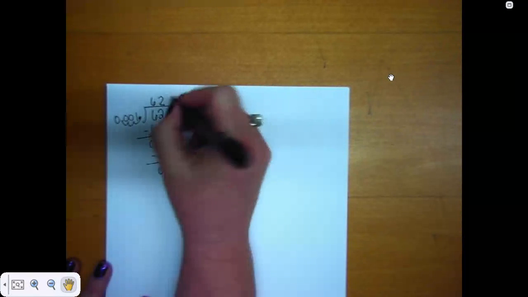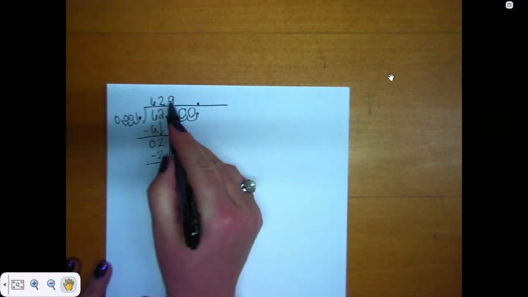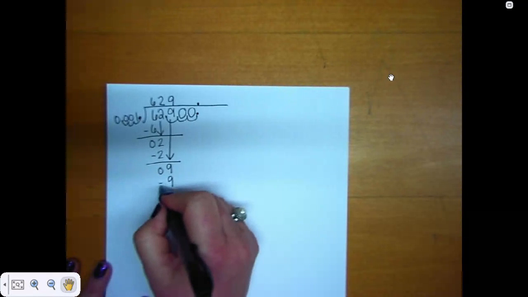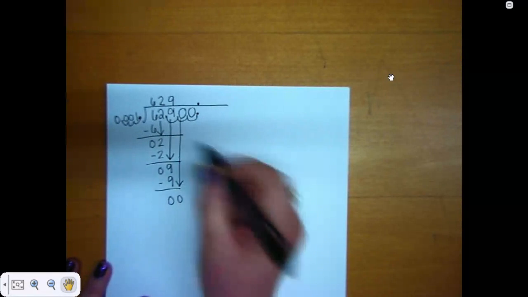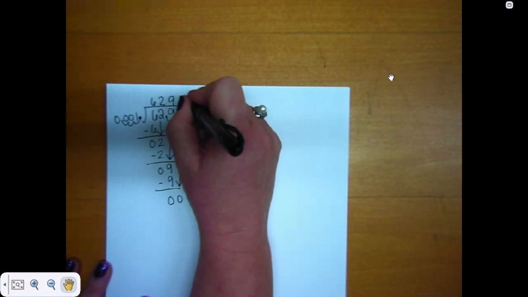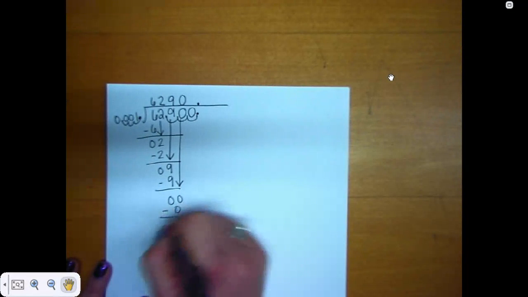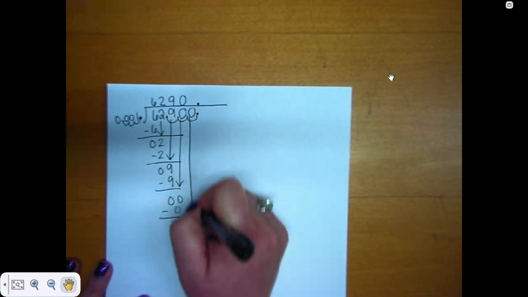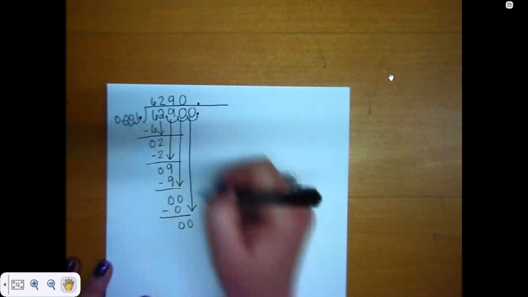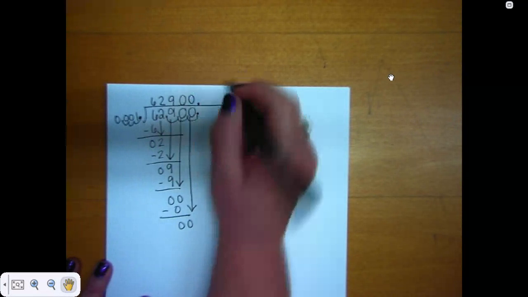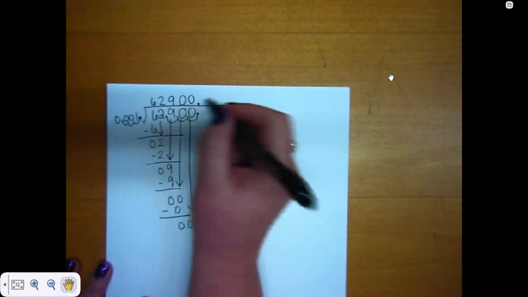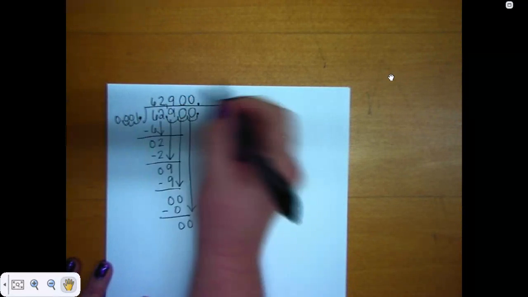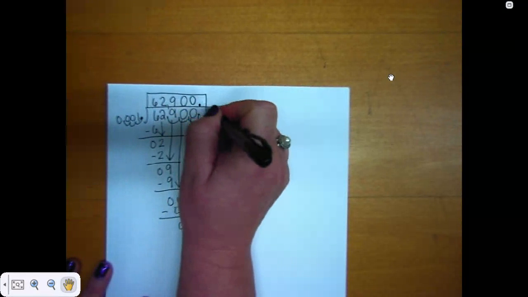1 will go into 9 nine times. 9 times 1 is 9. Subtract and get 0, and we bring our 0 down. 1 will go into 0 zero times. We subtract and we get 0, and we bring our next 0 down. And 1 will go into 0 zero times. So our answer here is positive 62,900.